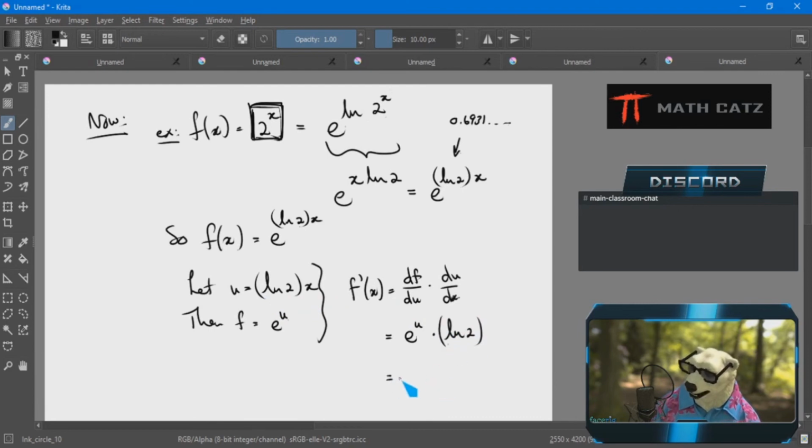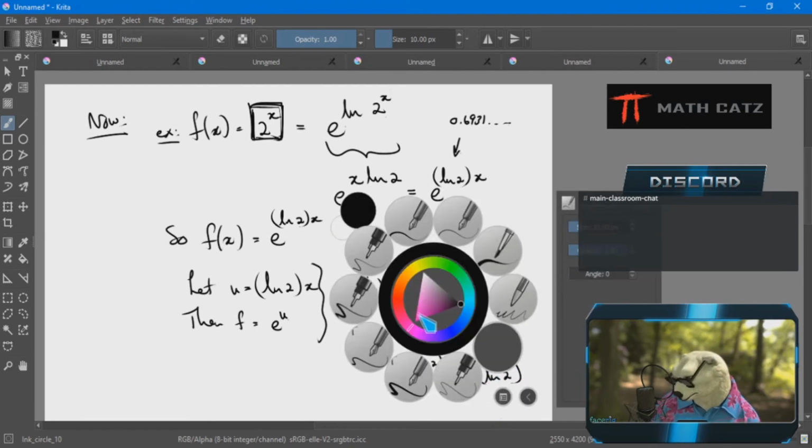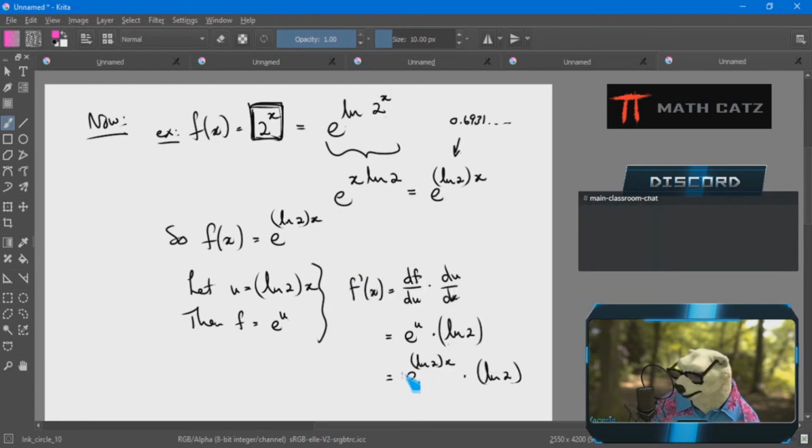Now what do I do usually? I replace u with what it actually is. So it's e to the power of that, right? E to the power of log of 2 times x, and then times, in the base level, log of 2. But now, have a look here. Let's use some color. Have a look at this.